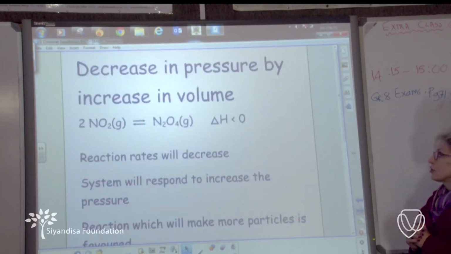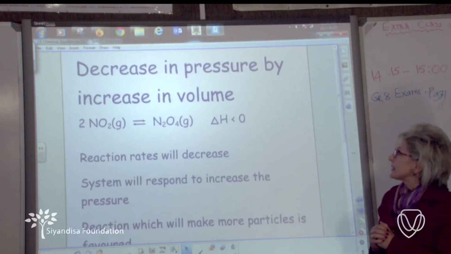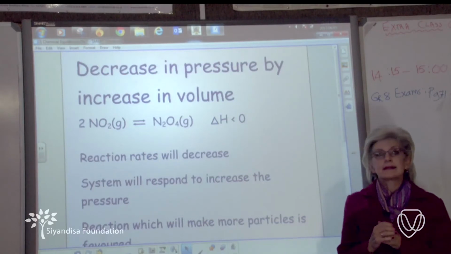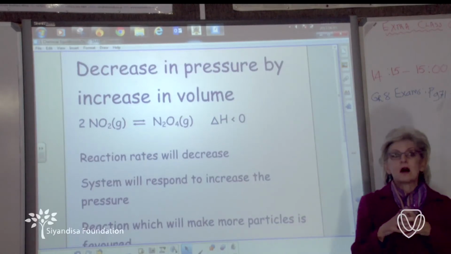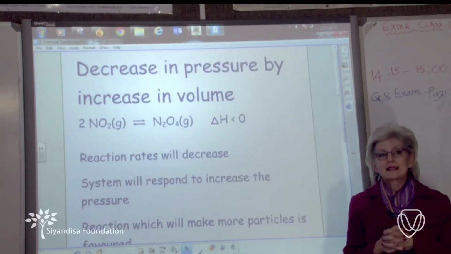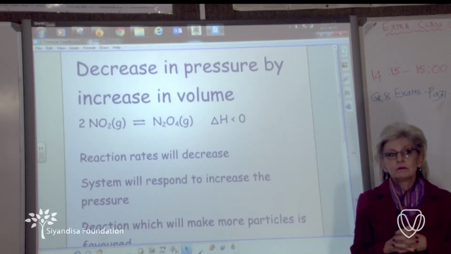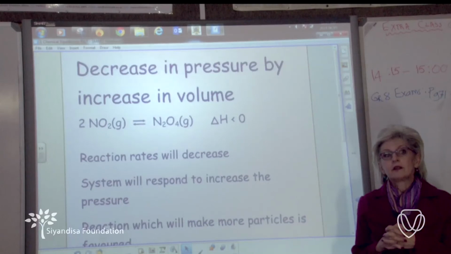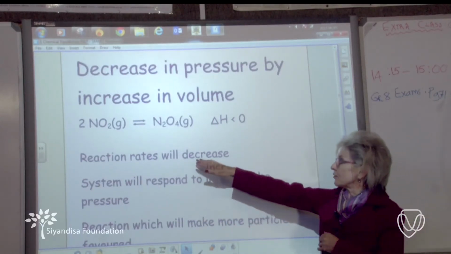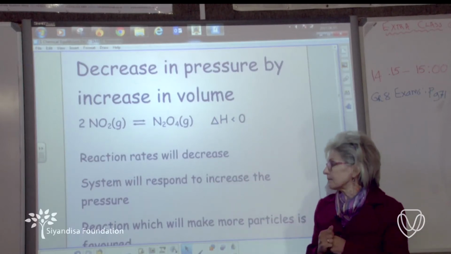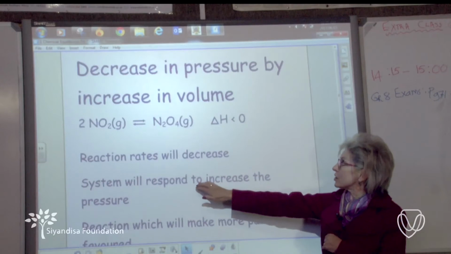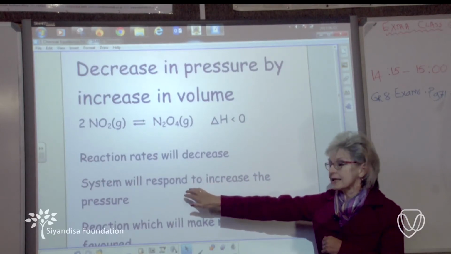The opposite is true. When we decrease pressure by increasing the volume, it means that the same number of particles now have much more space in which they can react. And because there's more room, there are fewer collisions, and therefore the reaction rates of both reactions will decrease. The system, however, needs to respond to the change, so it wants to increase the pressure.